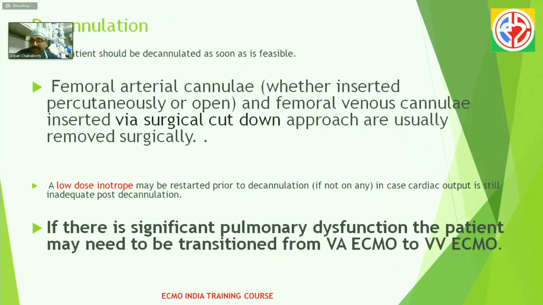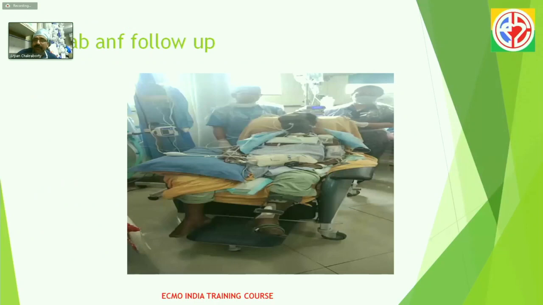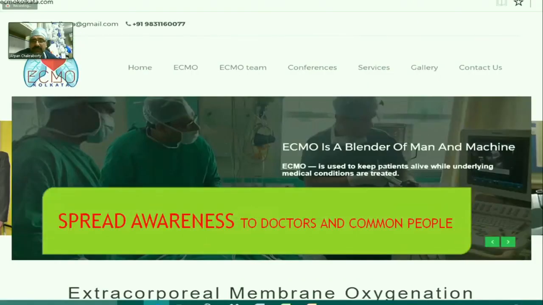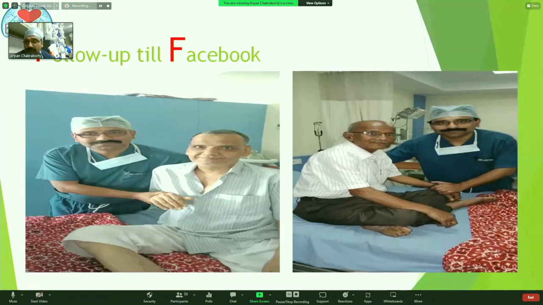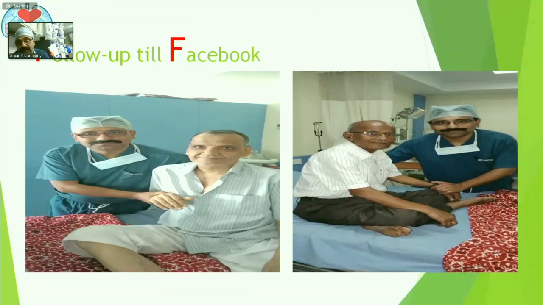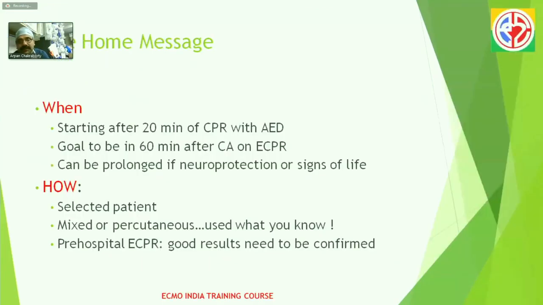And decannulation, as we do surgically, the femoral arterial cannula and venous cannula, we can take out percutaneously. And if you have a significant pulmonary dysfunction, like our patient had for some 2 days, we might change from VA ECMO to VV ECMO for a shorter period of time. Rehab and follow-up is most important, which we continue to do for our survivors. So thank you. Spread awareness among the doctors and the common people, and follow them up till they are your Facebook friends. Thank you.